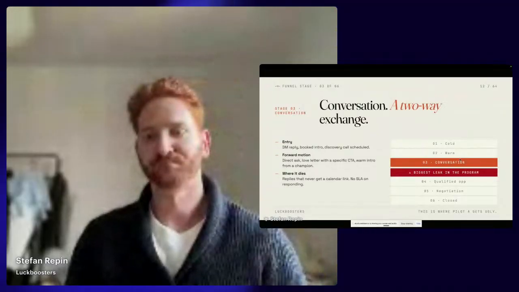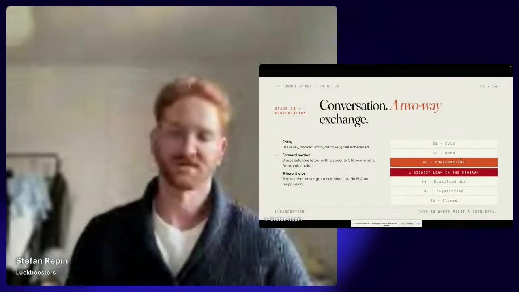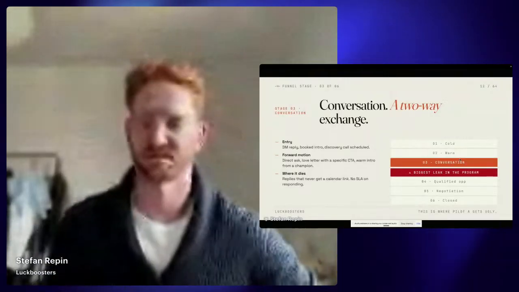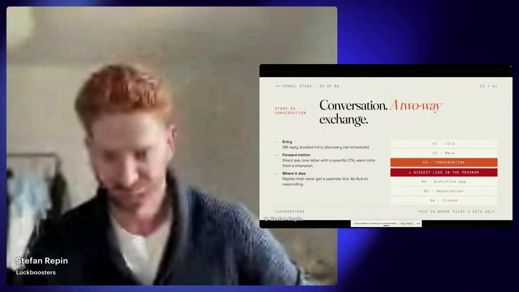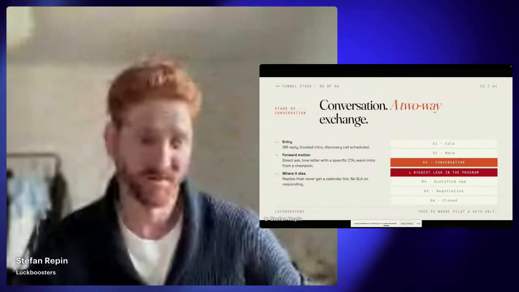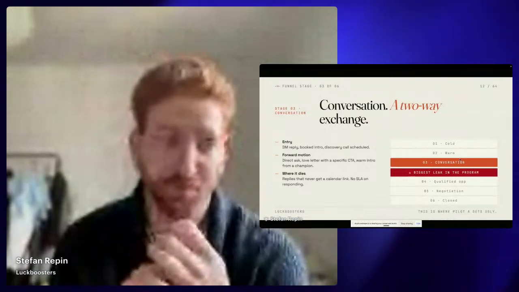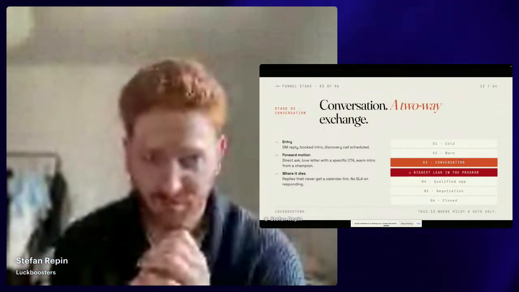Okay, what does the entry look like? A reply to a DM, a booked intro, a discovery call scheduled. In case of a conversation, there is some real intent, forward motion. It could be a direct ask for a meeting, a love letter with a specific call to action, or a warm intro from a champion within the organization.